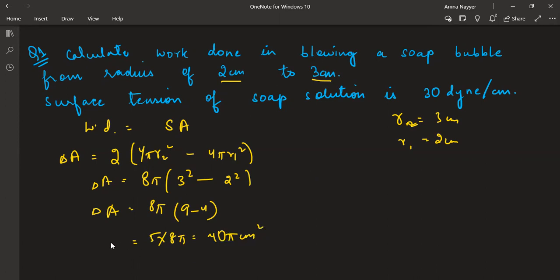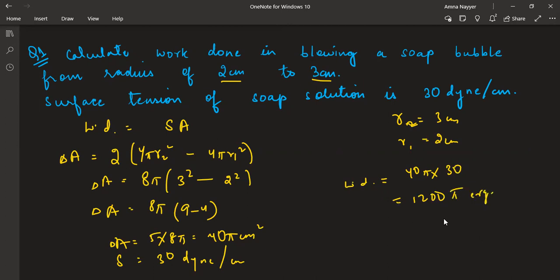Now this is the change in area. The surface tension is 30 dyne per centimeter. So work done will be simply multiplying them: 40 pi into 30 dyne. That becomes 1200 pi erg. If you want, you can convert it into joules, and if you want, you can multiply pi also. So it's 3600-something, that is the answer you'll get. Copy it down.